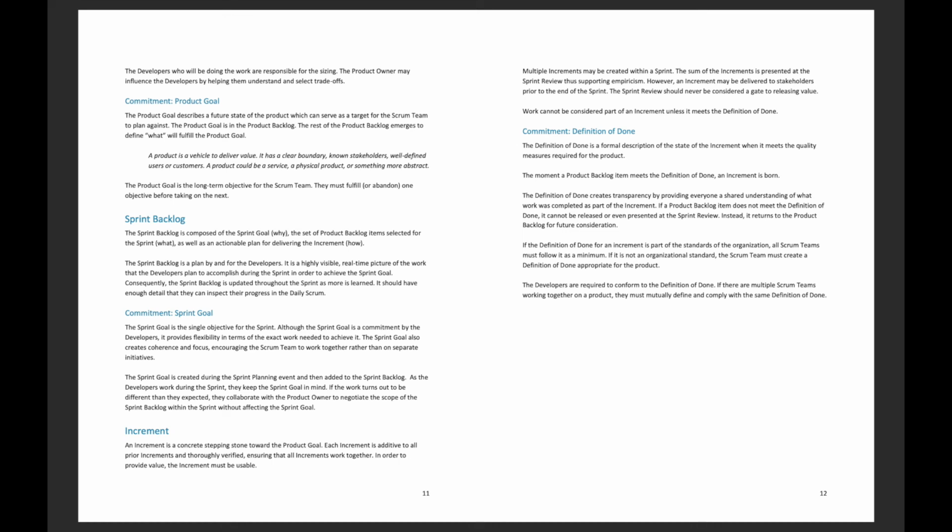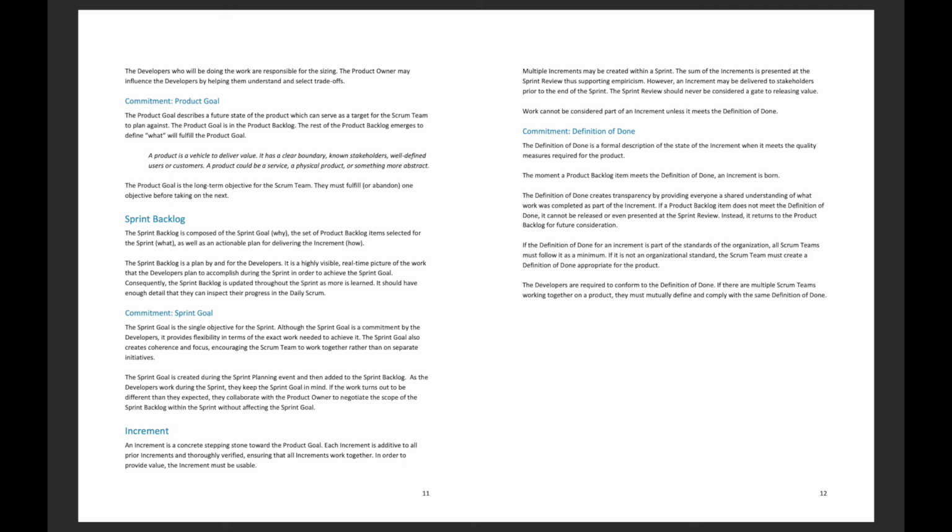However, an increment may be delivered to stakeholders prior to the end of the sprint. The sprint review should never be considered a gate to releasing value. Work cannot be considered part of an increment unless it meets the definition of done.